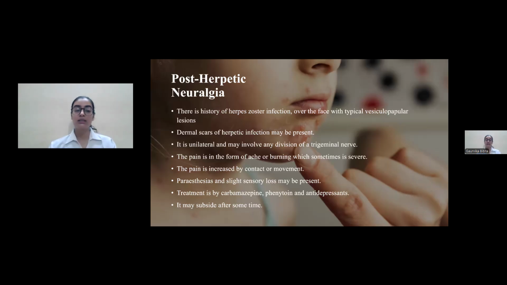Talking about post-herpetic neuralgia, in the patient there is a history of herpes zoster infection over the face with typical vesiculopapular lesions. Dermal scars of the herpetic infection may be present. It is unilateral and may involve any division of the trigeminal nerve. The pain is in the form of ache or burning, which sometimes is severe. Pain is also increased by any contact or movement. Paresthesia and slight sensory loss may be present. Treatment is carbamazepine, phenytoin, and antidepressants. It may subside after some time.